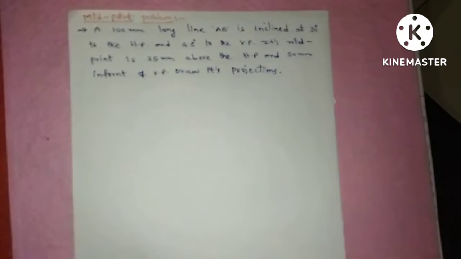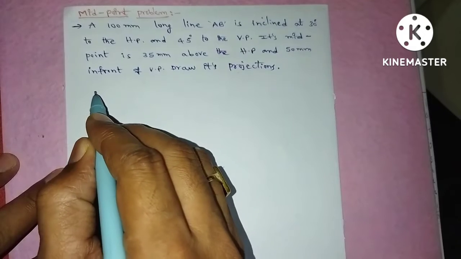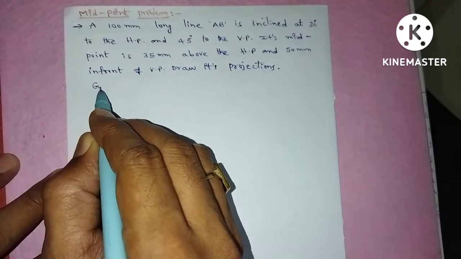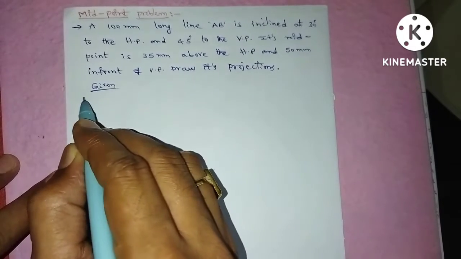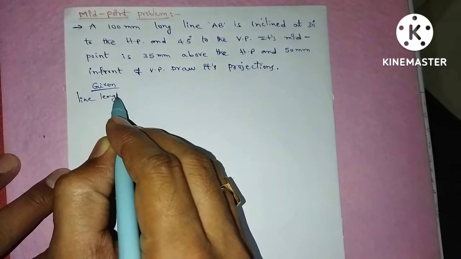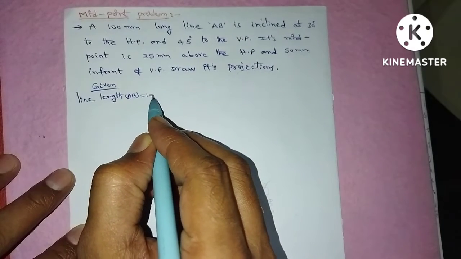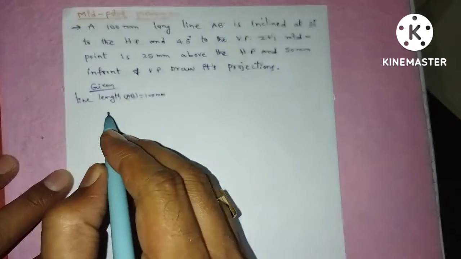So next problem, the midpoint problem. It is also very important. In the previous problem, the point P was given at a distance from HP and VP. Now the midpoint is given. In that case, what do you have to do? Let us see. So first, write the given data. Line length PQ, that is AB, is equal to 100 mm.